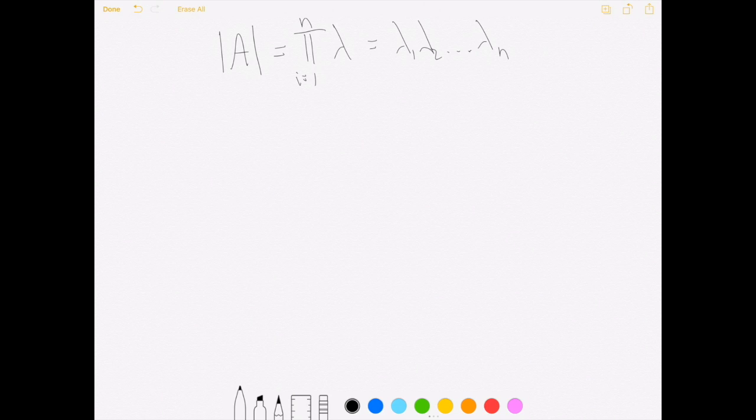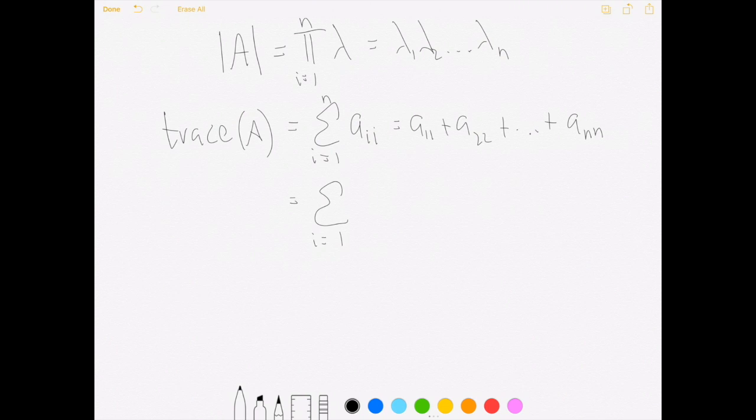Another similar result is that the trace of A, which is the sum of the diagonal elements of A, the sum for i equals 1 to n of A_ii, so A11 plus A22 plus and so on up to Ann, is equal to the sum of the eigenvalues of A. So the sum for i equals 1 to n of lambda i equals lambda 1 plus and so on up to lambda n.